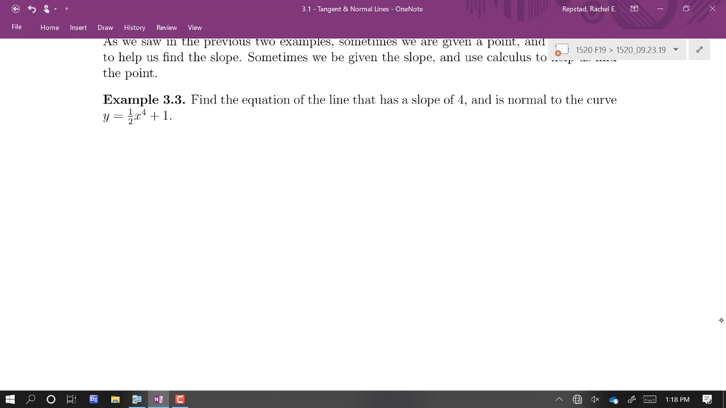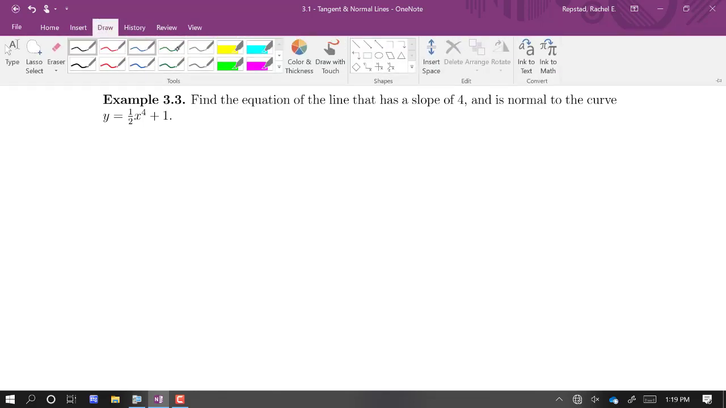If they gave us the slope, that means that we know or can figure out the value of the derivative that we're looking for. And so we're going to find the derivative of the function. We're going to find dy dx as a function and then set up an equation to help us figure out what that point is. So it has a slope of 4 and is normal.